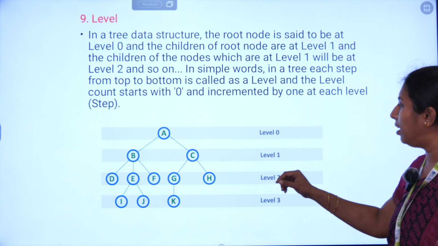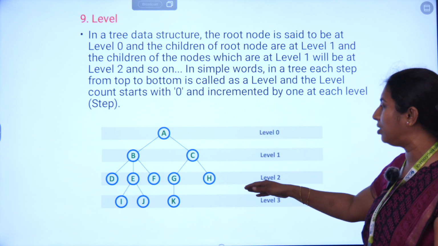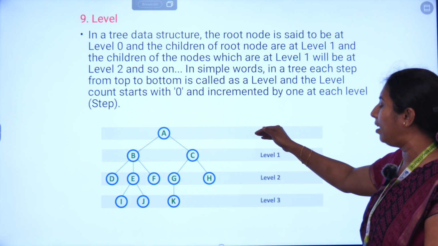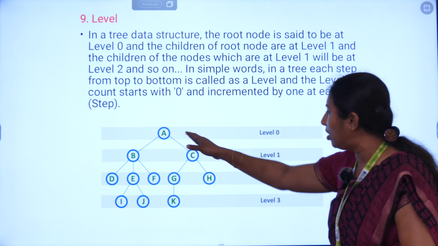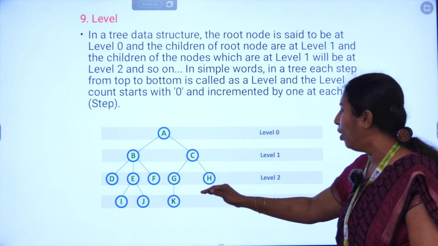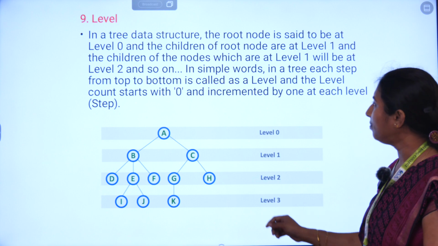Levels are nothing but, in a tree, we'll be having the parent-child relationship over here. So the levels start from level 0 and go on with the hierarchical levels. Here this is your level 0, it will go on with level 1, 2 and 3. So we have 3 levels over here.